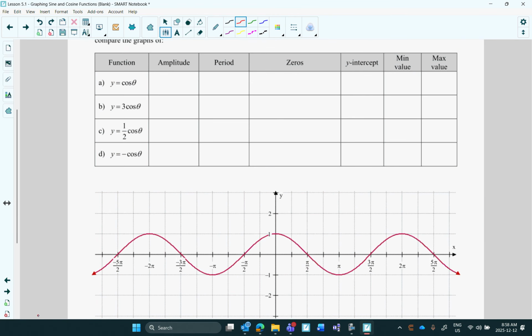This one's already been done for you. This is cos theta. The amplitude is 1, the period is 2 pi, the zeros are pi over 2 plus pi k, k ∈ Z. The y-intercept is 1. The minimum value, that's the value where it bottoms out, that's at -1. The maximum value is 1. We've already done that. So that's the red one.